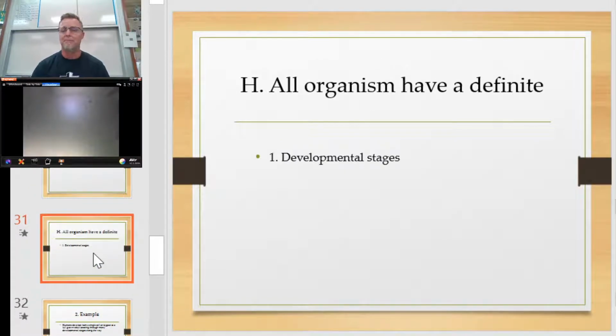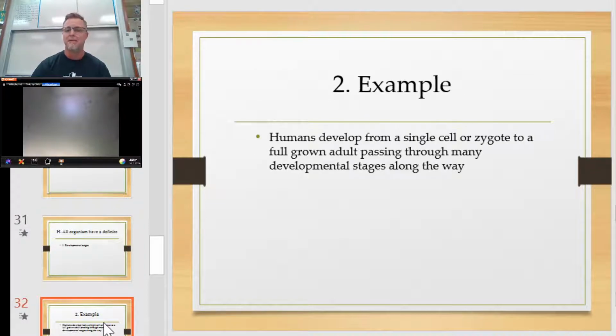Next thing, all living things have some definite developmental stages. So as you go through life, there will be stages to your growth. You could think of a human as an infant, then you're kind of like a toddler, right? And then maybe like a teenager, then an adult, right? And then a senior citizen. There's developmental stages that you go through. Think about insects, they have eggs, they have larvae, they have pupa, they have adults, right? There's developmental stages that all living things go through. So that's what I put here for your example.